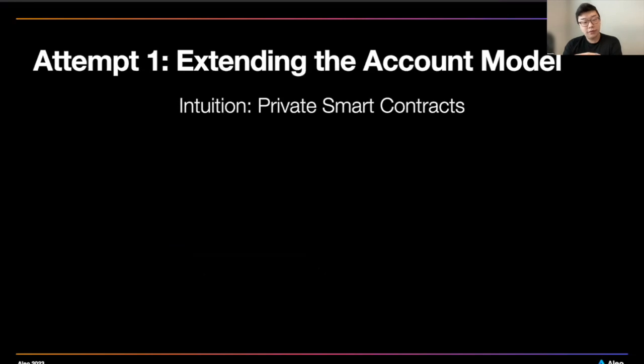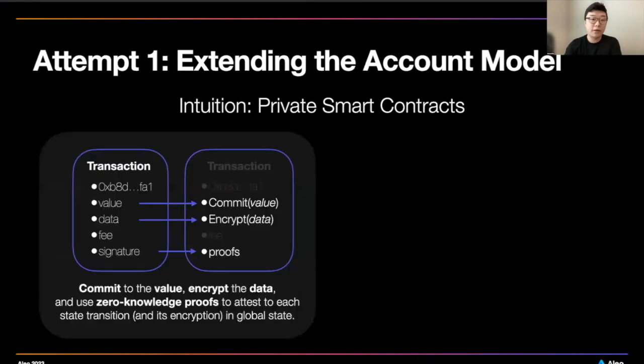So the first way to attempt this is to say, why don't we start by extending the account model? And the first intuition that you might have is to say, why don't we build private smart contracts? And this is absolutely the right intuition to have. And let's put together a straw man based on what we've just talked about with the account model.